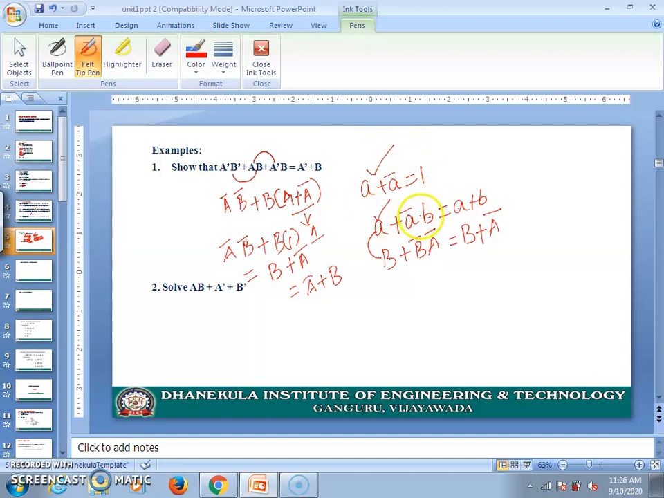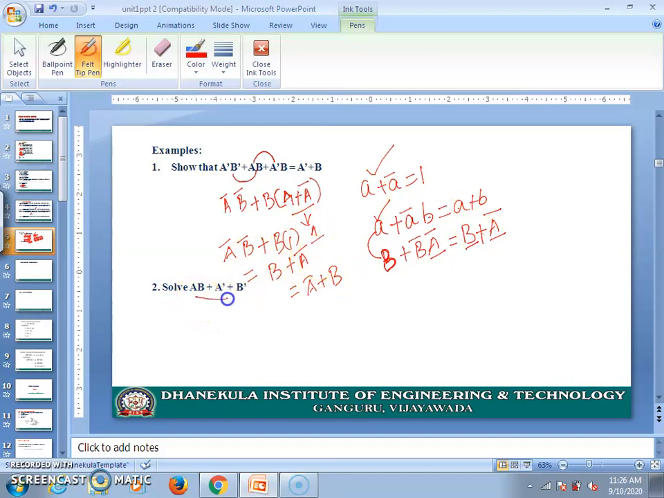So, application of the auxiliary law. To apply the auxiliary law, first you need to compare the auxiliary law with the equation present in your simplification. In place of A, here it is B, that's why I am writing B. In place of B, here it is A bar, that's why I am writing A bar. Finally it becomes B plus A bar.